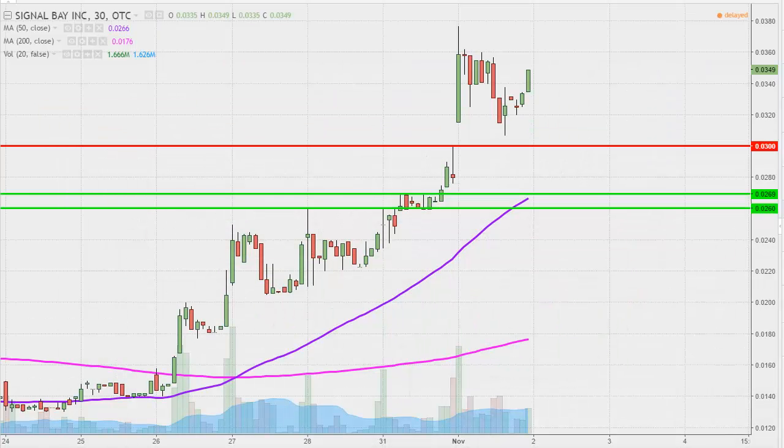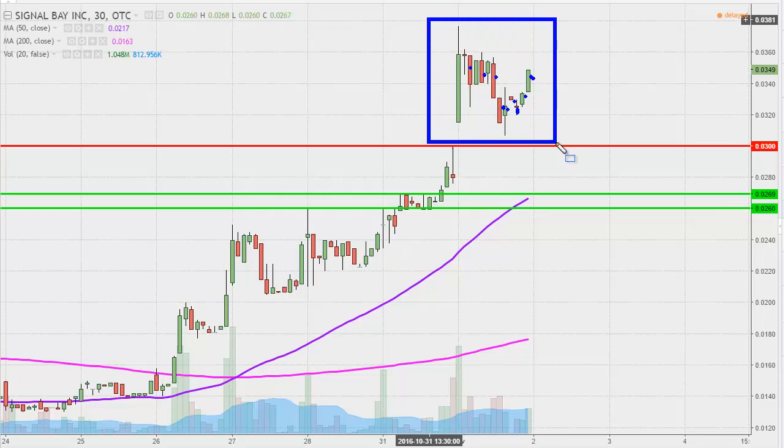Real quick, what do I mean by 30-minute in case maybe you're new to charts? Instead of each one of these candlesticks representing 1 day's worth of price action, which is what you would normally see, each one represents 30 minutes. So while this may look like several days worth of time right there, it's actually just today's price action broken down into 30-minute time slices.